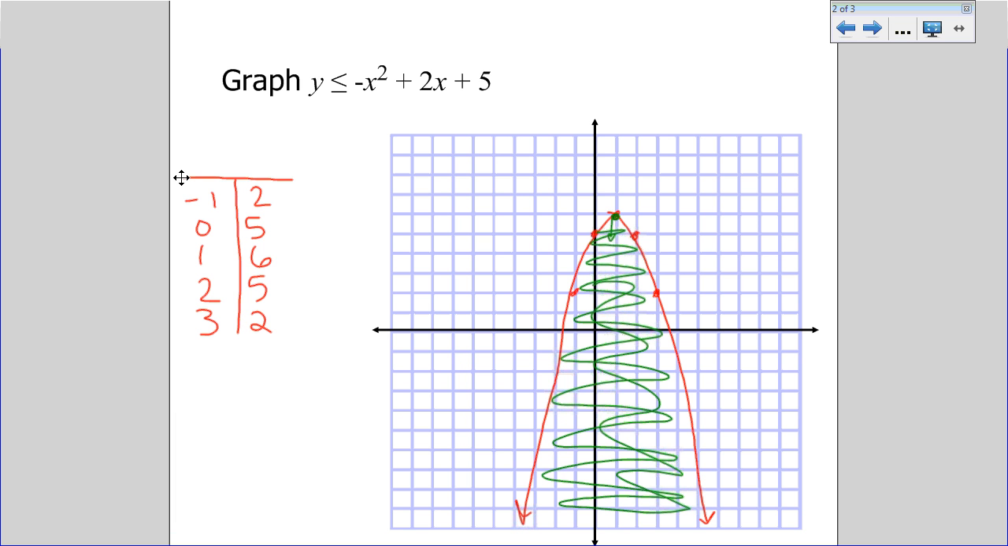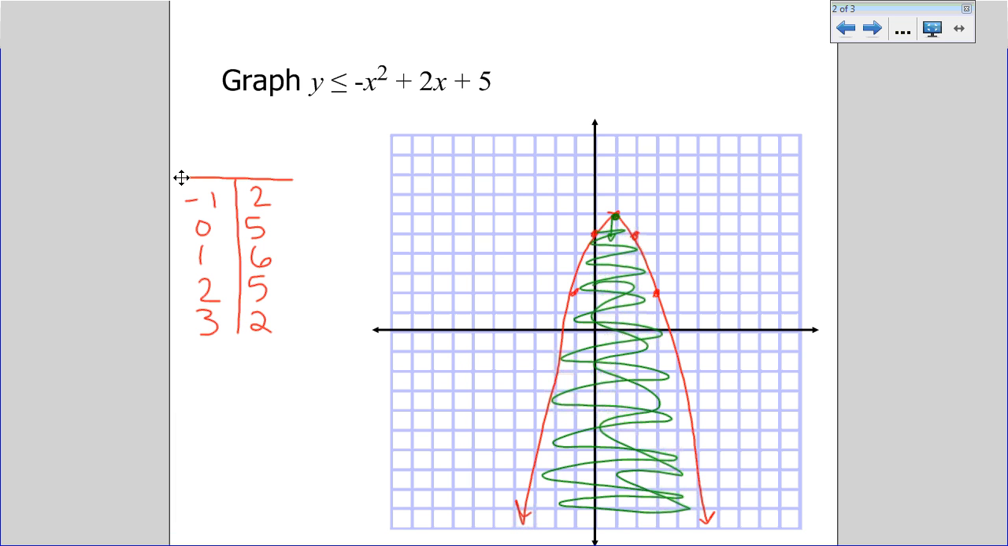So that's what it means. Greater than means you start at your vertex and you go up and then you shade there. It's not always inside or outside. I can't give you that simple of a rule. But what I can tell you is that less than is always going to go down from the vertex, and greater than will always go up from the vertex.